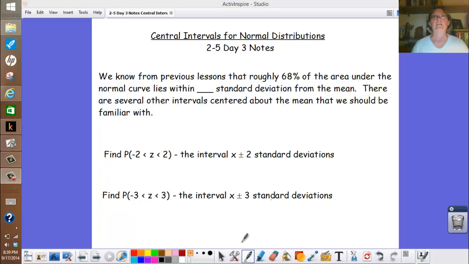Hi, and welcome to our last lesson about the standard normal distribution. We'll use information from this lesson all year long, but this is our last day to learn about it.